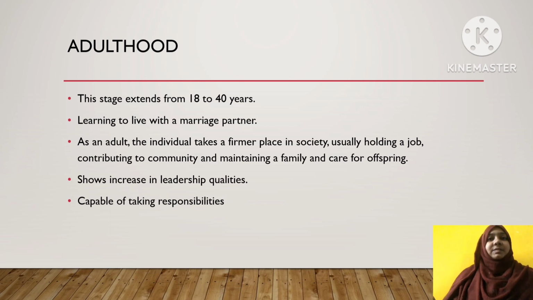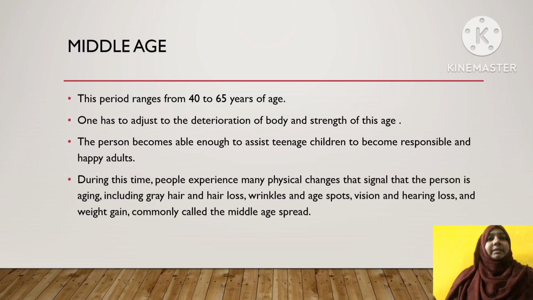Let us move to adulthood. This stage extends from 18 to 40 years. In this stage, adults learn to live with a marriage partner. As an adult, the individual takes a firmer place in society, usually holding a job, a family, and caring for offspring. Shows increasing leadership qualities, capable of taking different responsibilities, and many more.